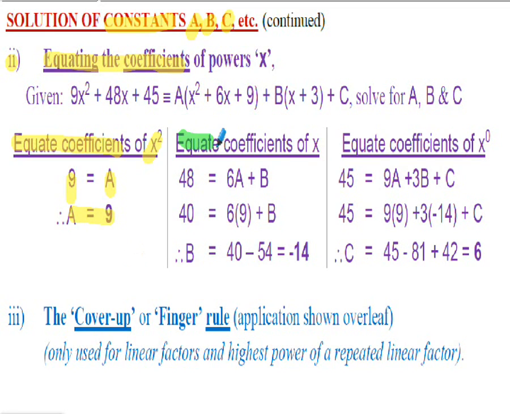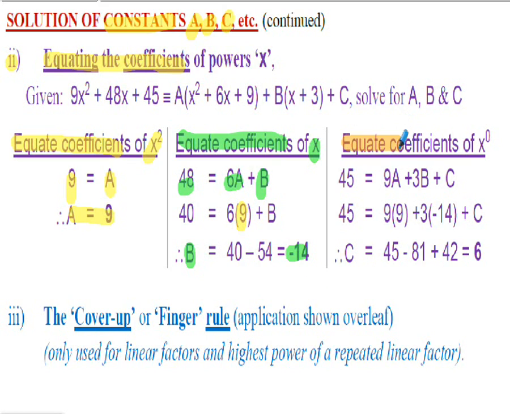If we now equate coefficients associated with the x terms, on the left hand side that would be positive 48, and on the right hand side that would be 6A, expanding the brackets, plus the B associated with the x terms. And again we can solve in this case for B, knowing the value of A from the previous calculation. The value of B is shown here.